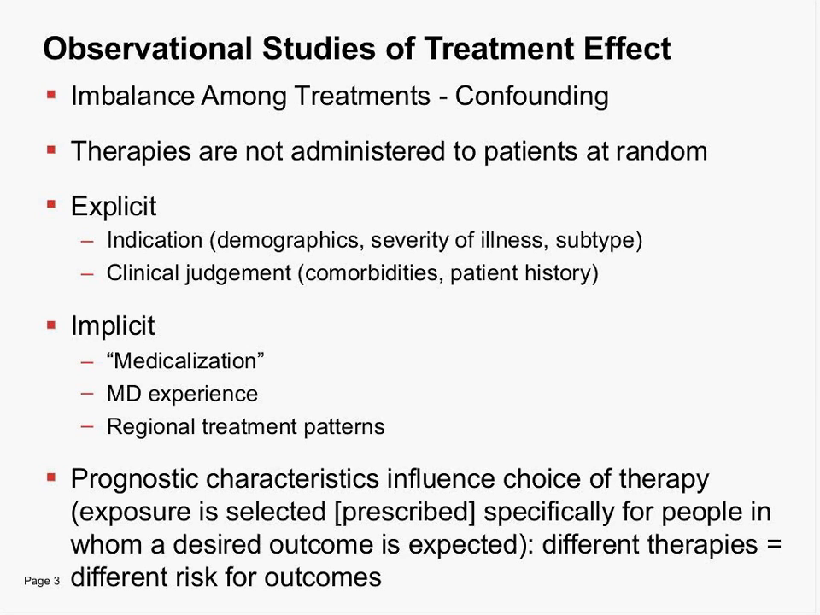Explicit and implicit reasons for treatment selection lead to differences in characteristics of patients who receive one treatment relative to another, and if these characteristics are prognostic of the outcome, then you have confounding. That is, the different therapies are given for these different characteristics that also influence the outcome, regardless of what effect the treatment has.